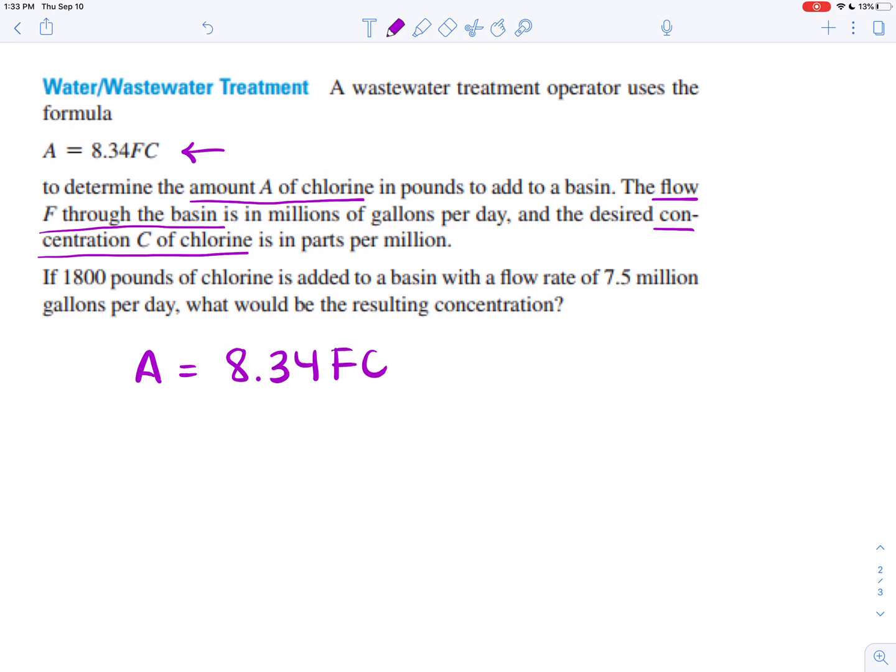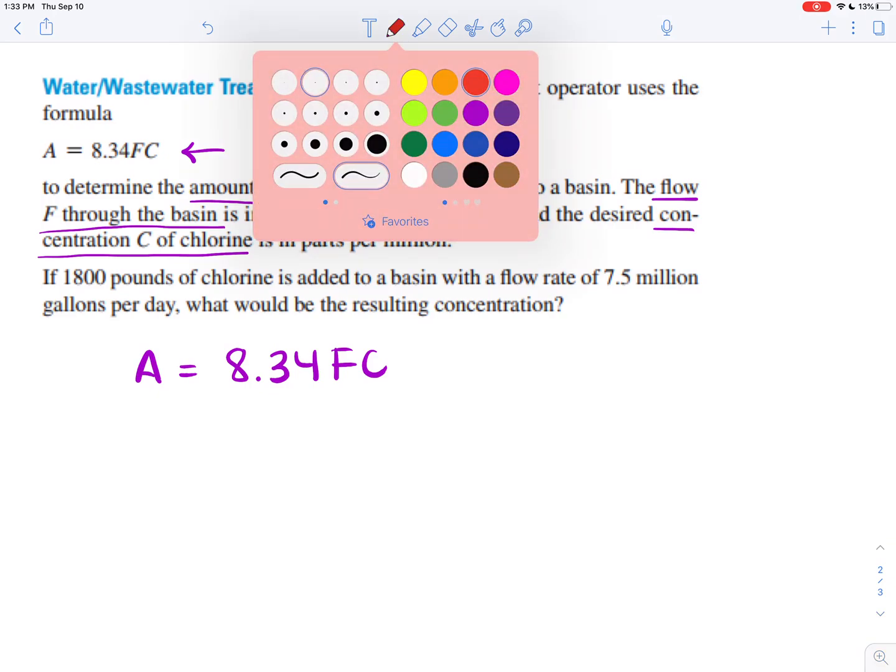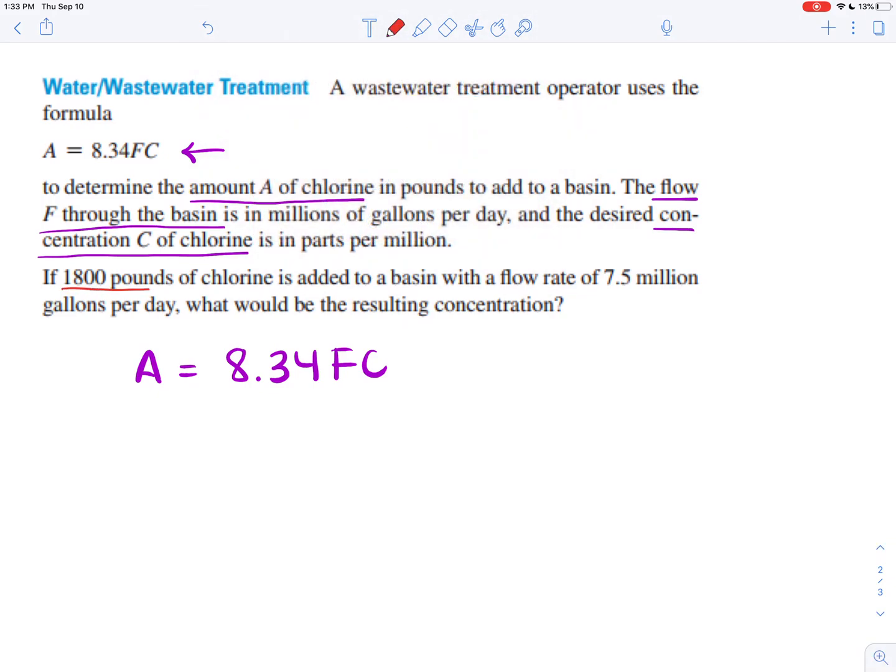The first piece of information I have is that we have 1800 pounds of chlorine to be added to the basin. If I look at my variables, A, F, and C, that is the amount of chlorine to be added, so that is the value of A. That means I'm going to plug in 1800 for the value of A in my formula. Now 8.34, that's part of the formula, so it's going to stay.